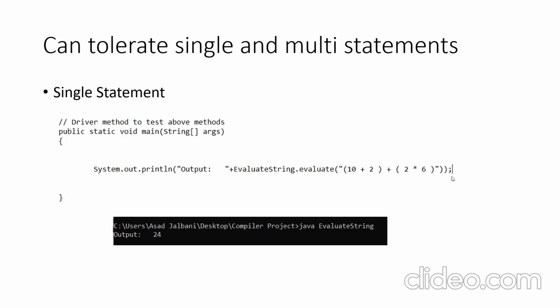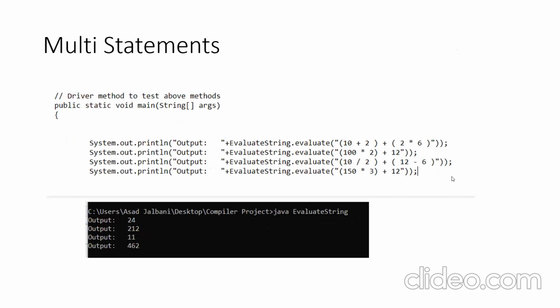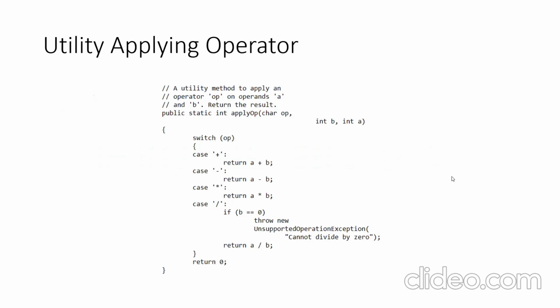This is a single statement input, and it can tolerate multi statements. As you can see in the slide, there are multi statements as an input, and it is giving us a multi output. And this is the utility applying operator. It will apply a method on operands a and b, and finally it gives the result.